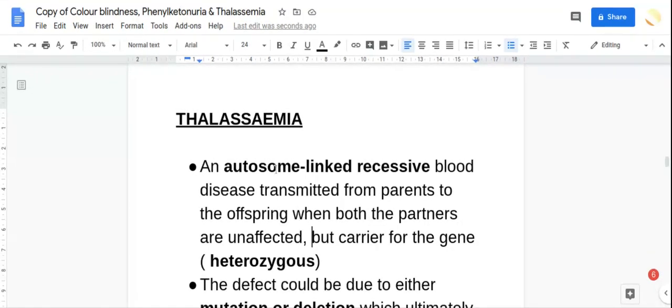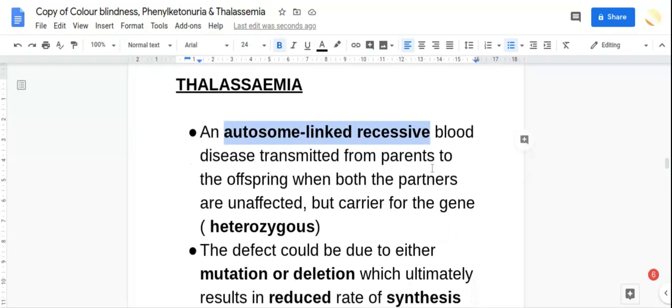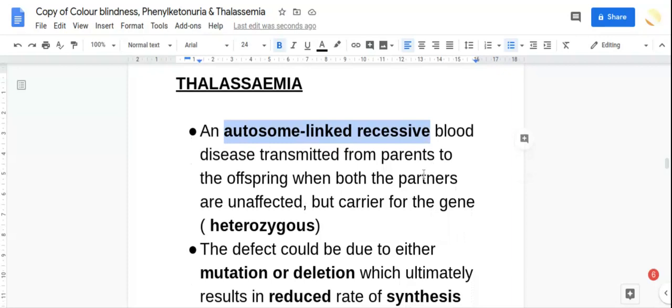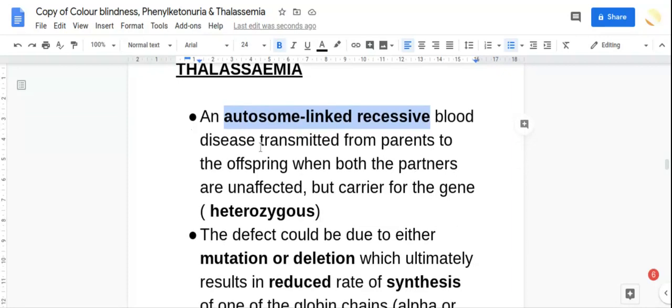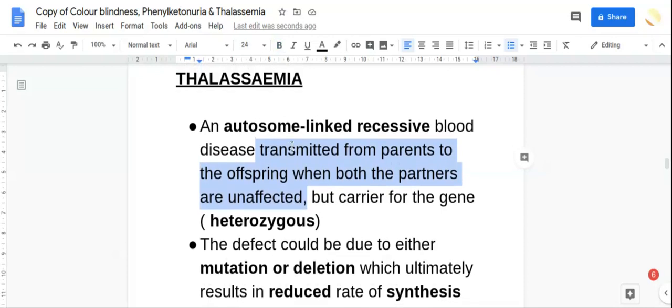Thalassemia is an autosome linked recessive blood disorder. That means it is carried on an autosome and not a sex chromosome. And as you can see here, it is transmitted to the offspring when both the parents, both the partners, are unaffected by the disorder, but they are carrying the recessive allele, which can be transmitted to the offspring. So both have to be heterozygous for the progeny to have thalassemia.